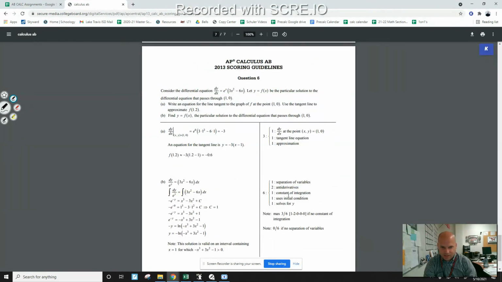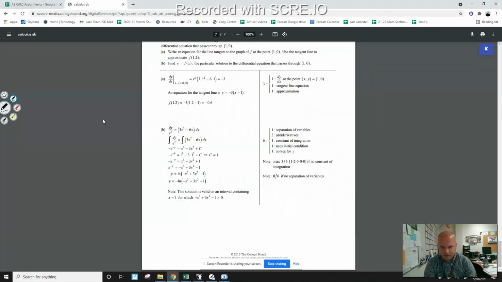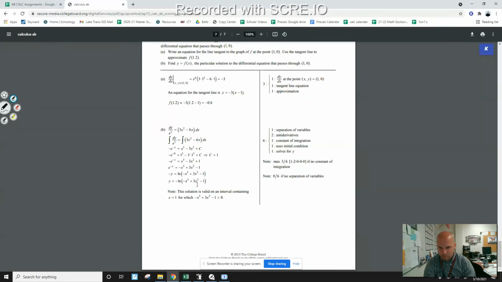Three, then 6. Incredible. 3 points for just getting negative 0.6. Your tangent slope, your tangent equation, your approximation, which is this. This is fine. This is simplified. Separating your variables, 1 point. Antiderivatives, 1 point for each. Using a plus C, 1 point just for using it. Using our initial condition to find C, 1 point. Solving for y, negative log of negative x cubed plus 3x squared minus 1.